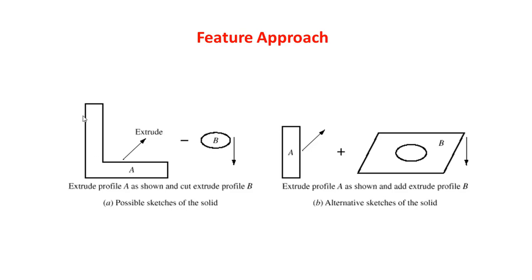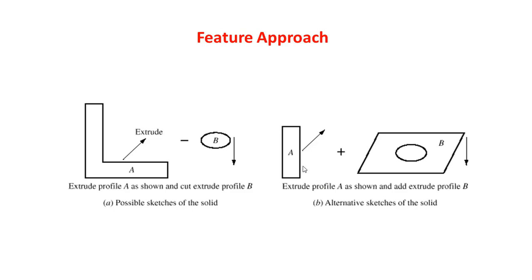So we'll draw such a sketch, extrude in this direction and subtract this. Suppose we extrude in this direction, then draw the circle B, and extrude in this direction, subtracted from this object A, so you will get the required solid object.